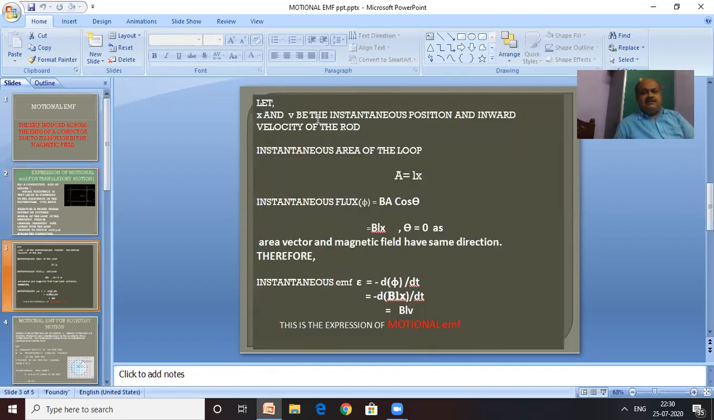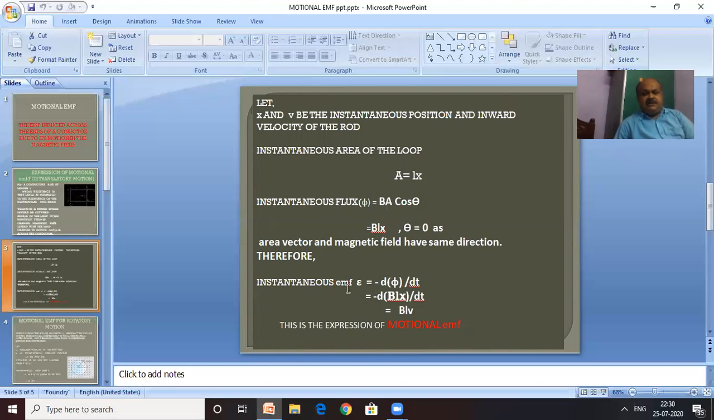Let x and v be the instantaneous position and inward velocity of the rod respectively. The instantaneous area of the loop A equals Lx. Instantaneous flux phi equals BA cos theta. Here theta is 0 degrees, as the direction of the area vector is the same as that of the magnetic field. Magnetic field is inward and the area of the loop is also inward. So it gives BLx.